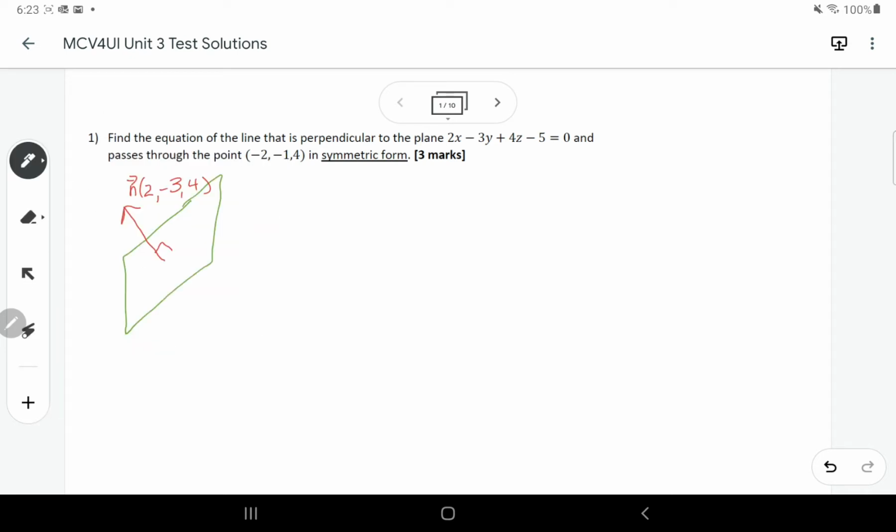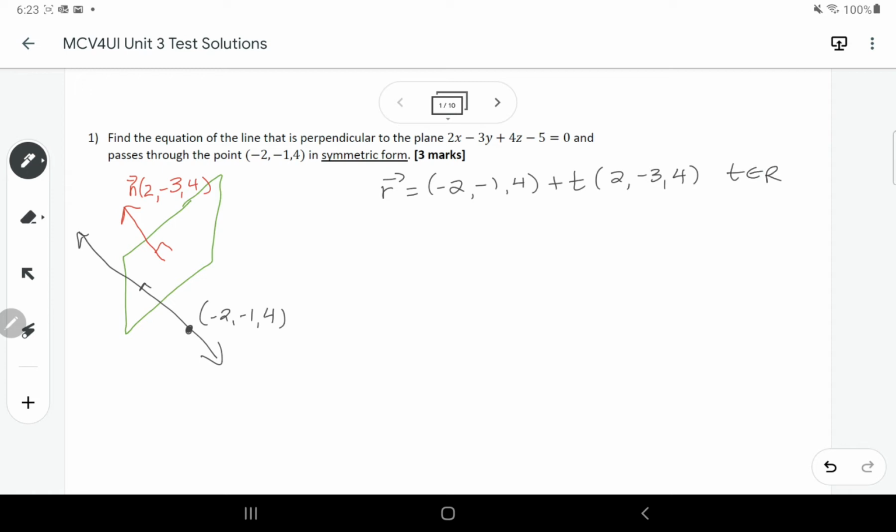And that's going to actually be the direction vector of this line. So I've got some line that also is perpendicular to the plane, and we have, say, some point (-2, -1, 4) on that line. So the equation of the line, remember, we just use our position vector, which is our point, (-2, -1, 4), plus t times our direction vector, which will be the normal to the plane, (2, -3, 4).